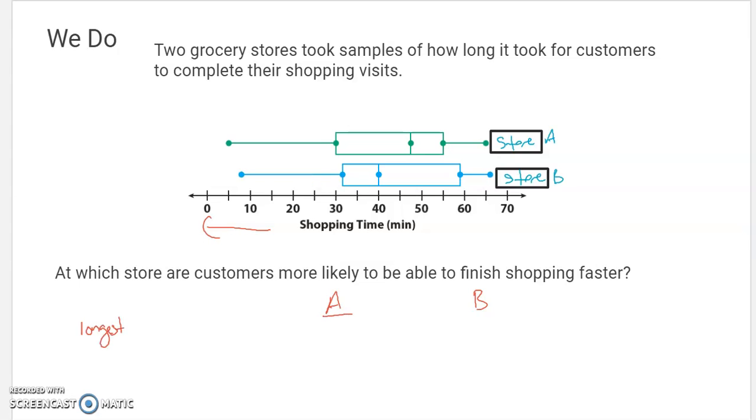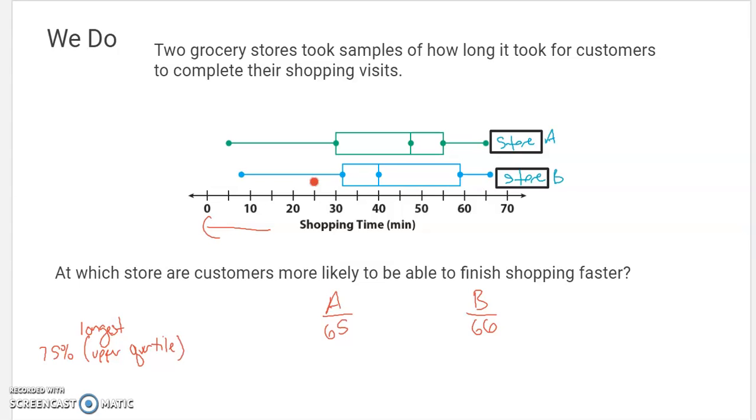So the longest visit to store A was about 65 minutes. And the longest visit to store B was about 66 minutes. So slightly longer for store B, but hardly made a difference. Let's now look at 75% of your visits. That's called the upper quartile.